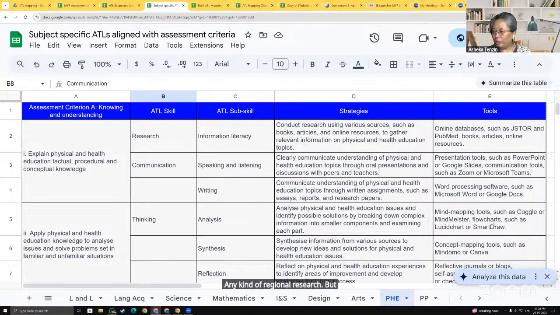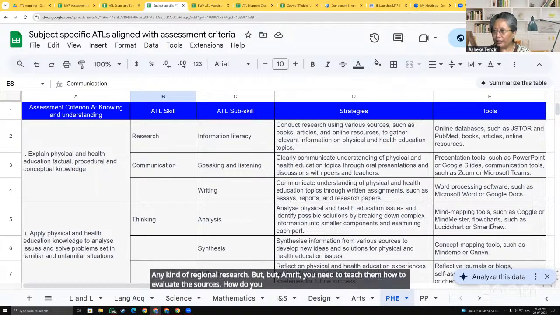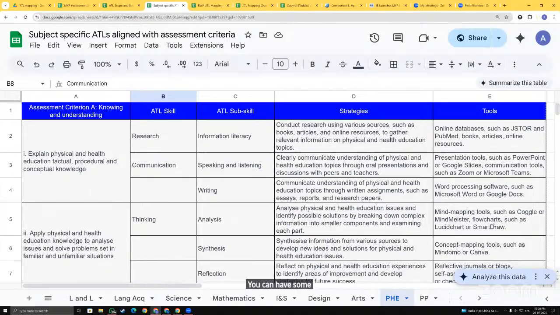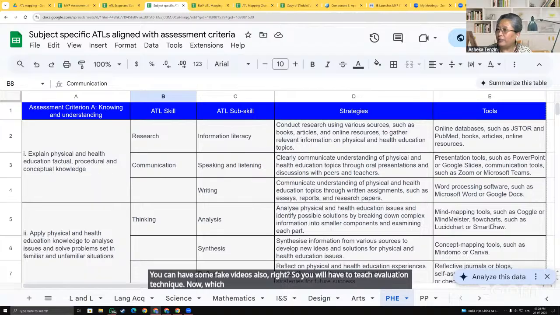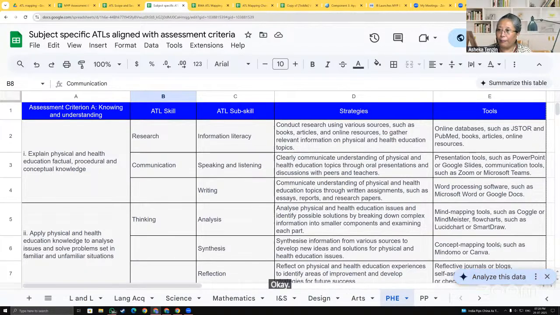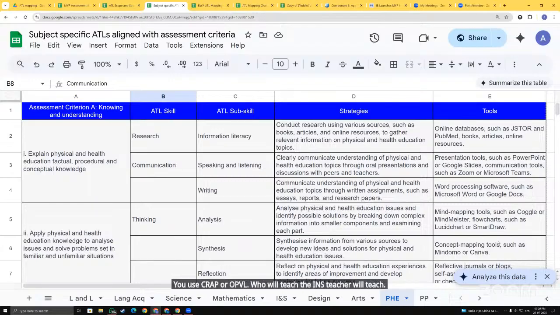But Amrit, you need to teach them how to evaluate the sources. How do you know it is authentic? Because now with AI videos and everything, you can have some fake videos also, right? So you will have to teach evaluation technique. Now, which evaluation method will you use? You use CRAP or OPVL. Who will teach? The INS teacher will teach. They have to teach evaluation of sources.